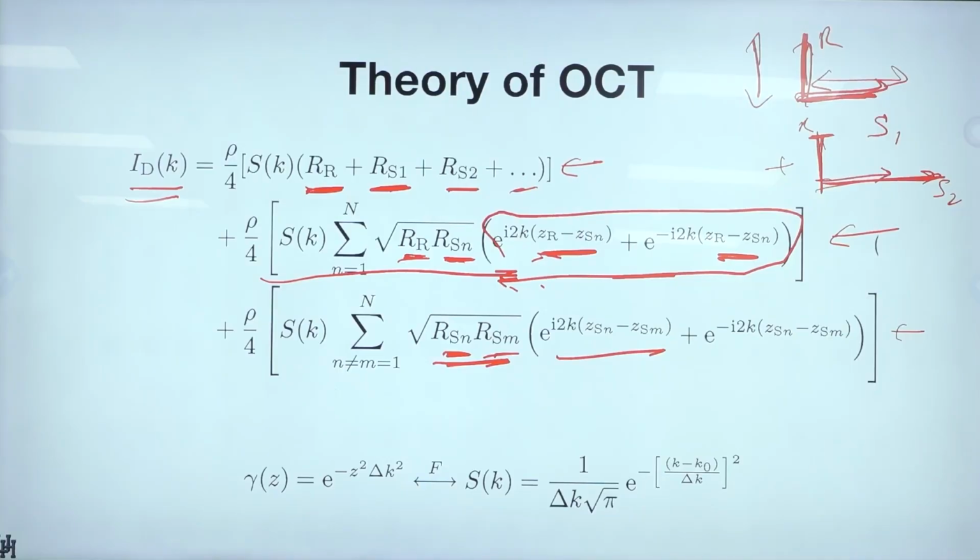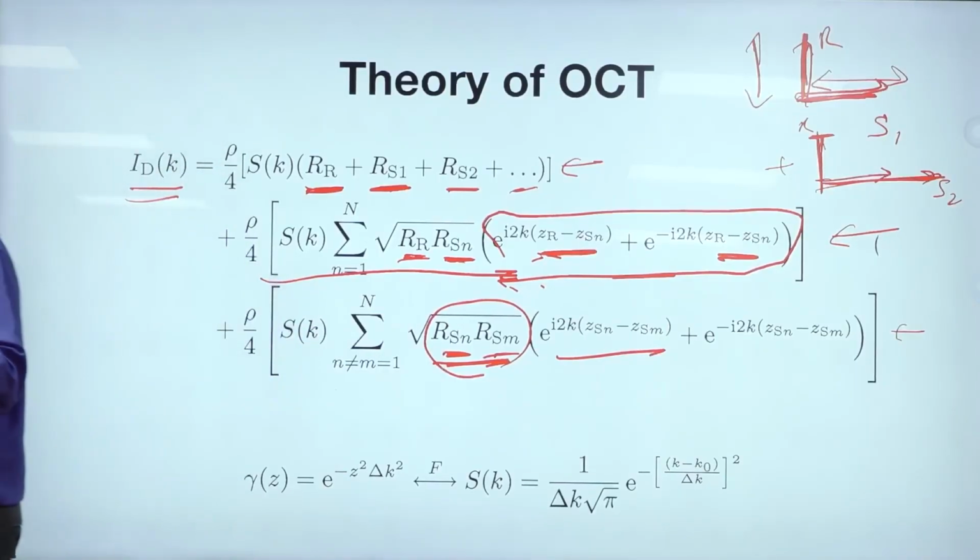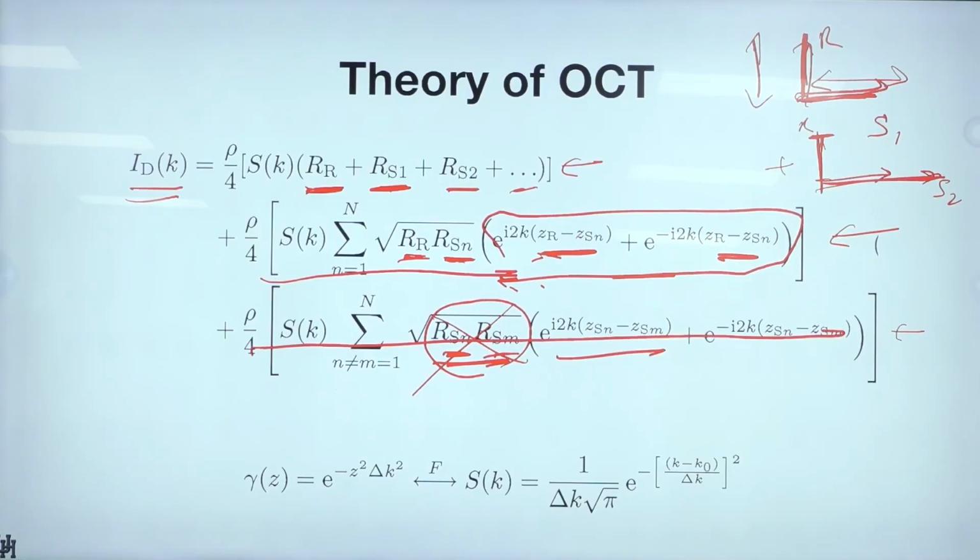The thing is, in practice, RSN is very small. How much light scatters back from any layer is small. So when you take a small number and square it, it becomes much smaller, right? Therefore these terms can be ignored because they are the square of a small number. So these terms are often ignored. This is just the total light that comes back. So it's like a DC value, a constant value.